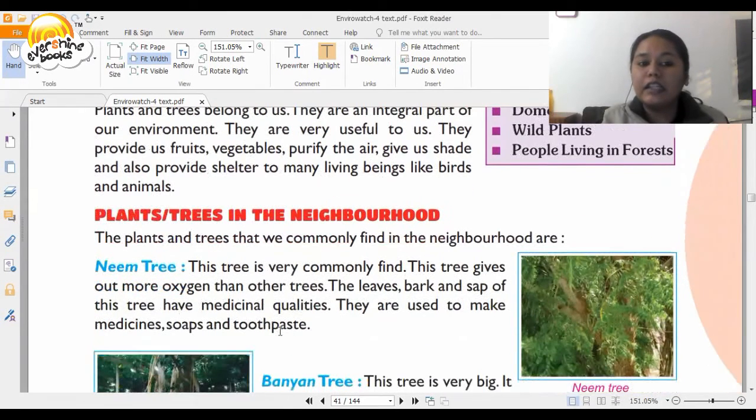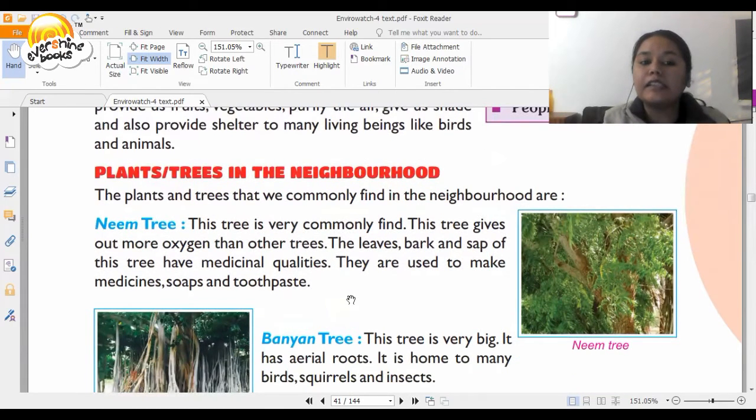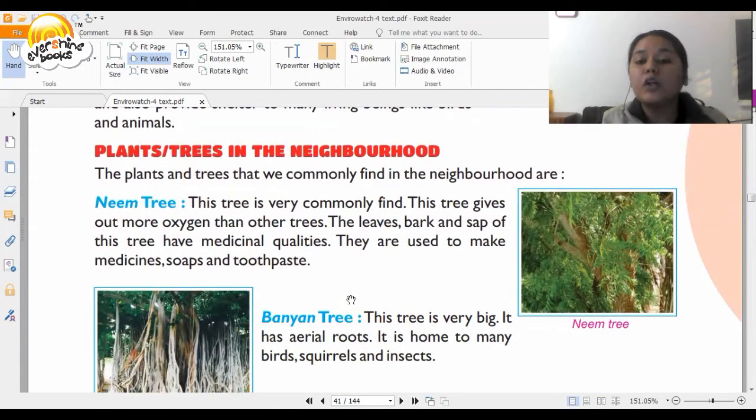Plants or trees in the neighborhood. So now we are going to have a look at different trees. Neem tree. This tree is very commonly found. This tree gives out more oxygen than other trees. The leaves, bark, and sap of this tree have medicinal qualities. They are used to make medicines, soaps, and toothpaste. So, the biggest quality of a neem tree is that it is used in making medicines and even things like soap.